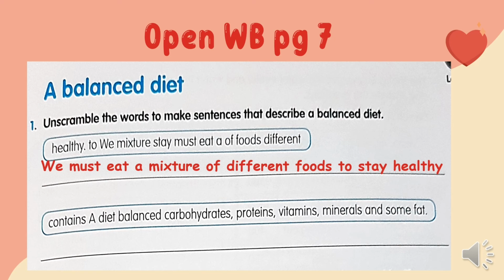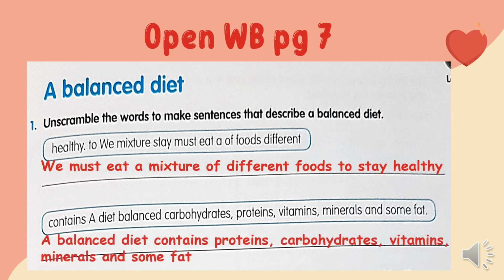Now, next one, yes, A capital. So A is the first one. Diet balance. So it should be a balanced diet. Okay. Contains. Yes, and the remaining things you can write. And some fat is the last because it has a full stop, right? So a balanced diet contains protein, carbohydrates, vitamins, minerals, and some fat. It's very easy, right? Okay, now let's move on to the second question.